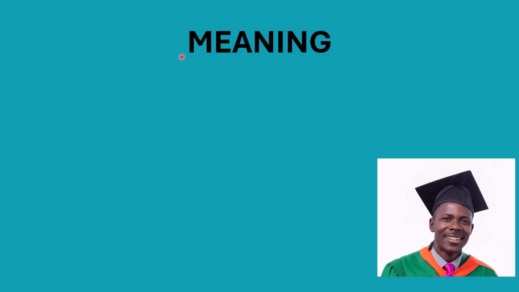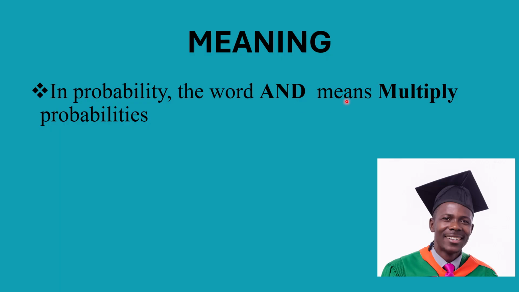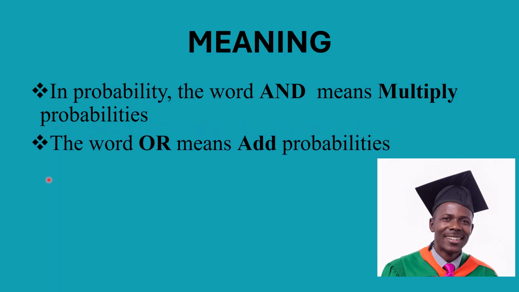When it comes to meaning, the word "and" simply means multiply. So in probability, the word "and" simply means multiply. So if you find the word "and", we are telling you to multiply the probabilities. Take note also that the word "or" simply means you are adding the probabilities. Great. Let's jump into a slide that is going to show us an example.